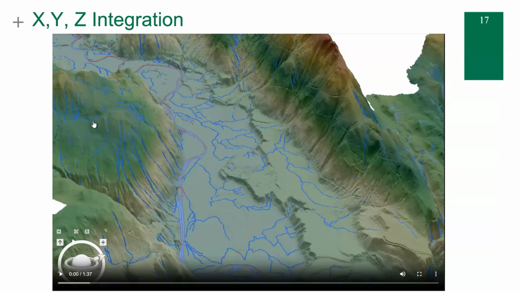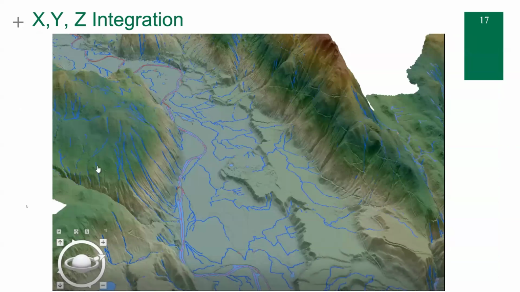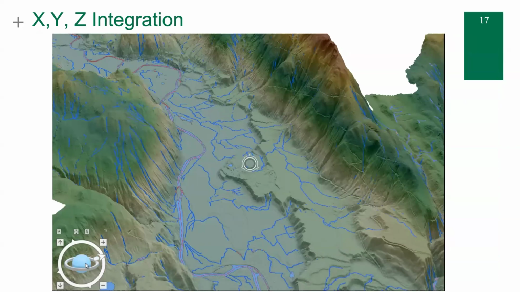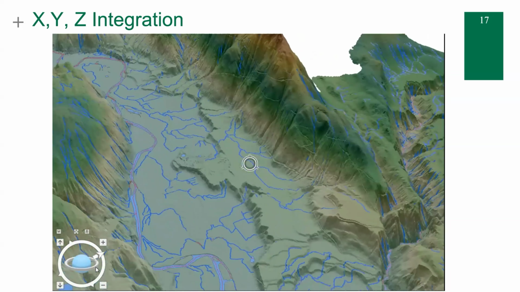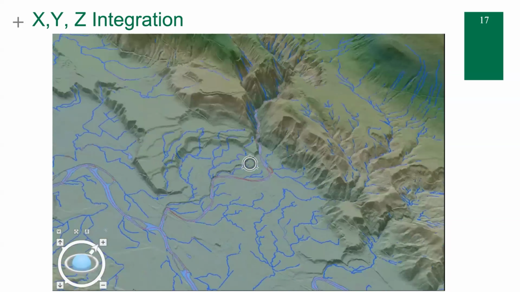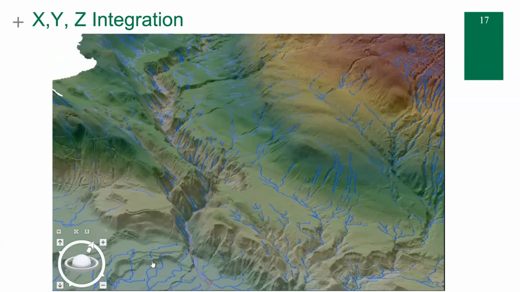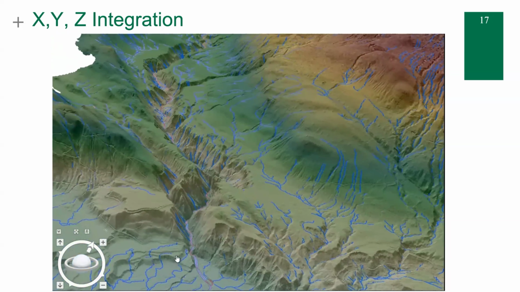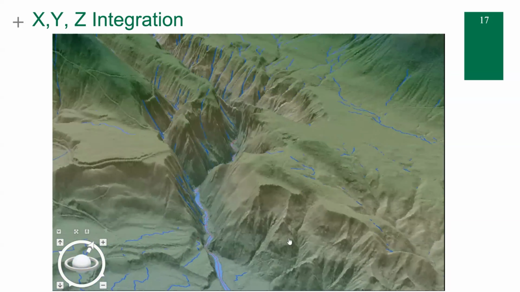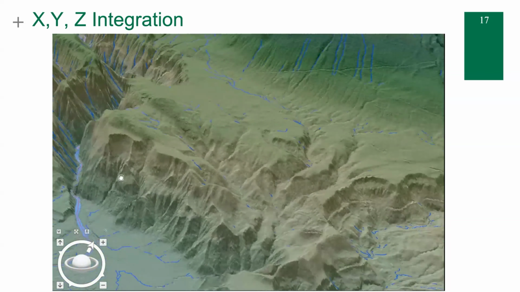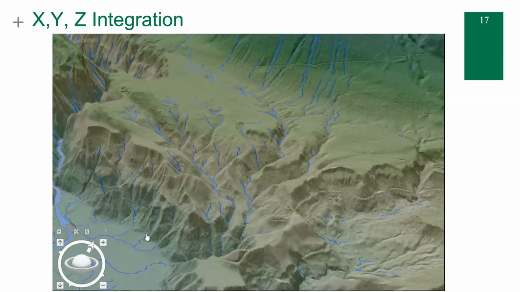But again, this is X, Y, and Z. This is not just the ABCs of XY. We care about the vertical aspect with 3DHP and EDH data. And this is an example of some data that we have in the validation process. Of course, I've draped the hillshade on top of the elevation surface, but these flow lines are not draped. These flow lines are actually displayed with their Z value, and they're in the same coordinate system as the DEM, and this is what we're looking for.